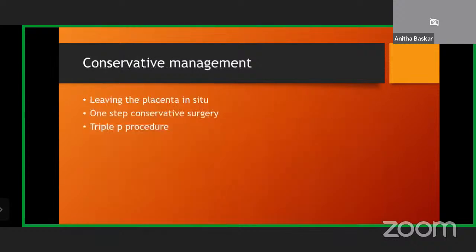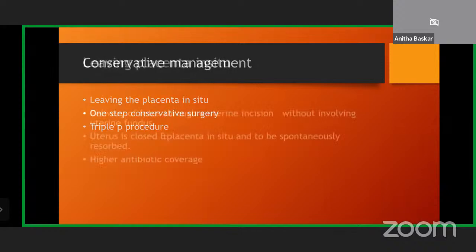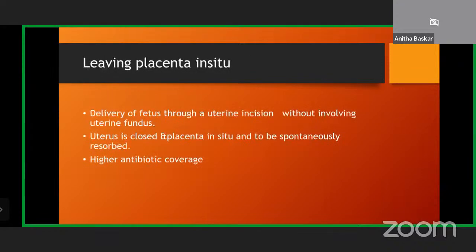What are the conservative methods you will see? Leaving the placenta in situ, the one-step conservative procedure, and then the triple P procedure. What is leaving the placenta in situ? Delivering the baby through a uterine incision without involving the uterine fundus. If it is the fundus, you should not touch it. The uterus is closed and the placenta is left in situ and should be spontaneously absorbed.